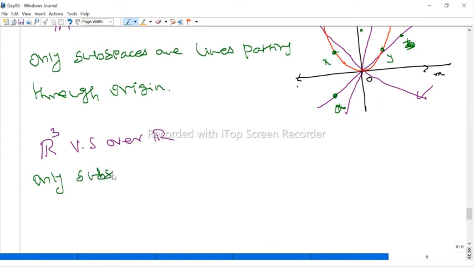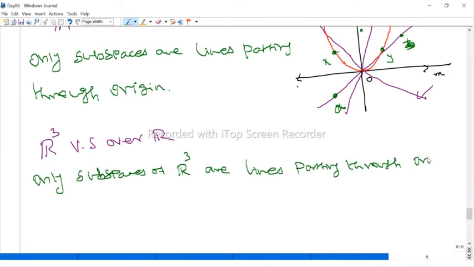The only subspaces of R3 are lines, any line passing through the origin, or planes passing through the origin. If we take the xy plane, the yz plane or the zx plane, any plane but passing through the origin. So lines passing through the origin and planes passing through the origin are the only subspaces in R3.